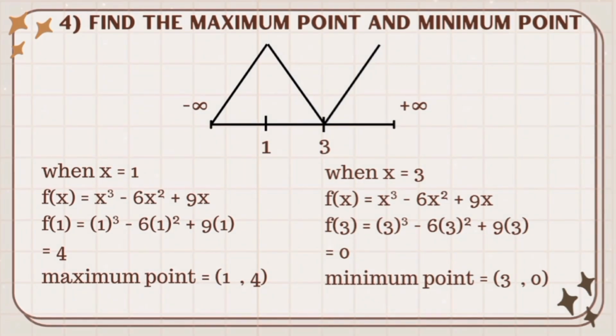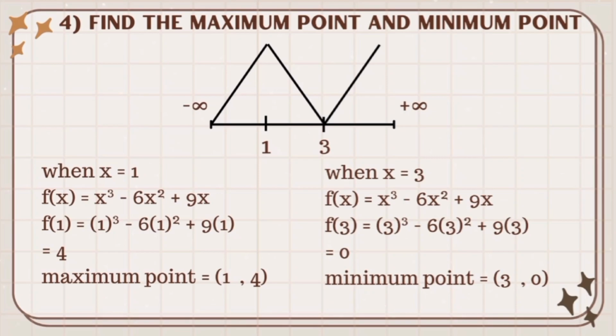Question number 4 is find the maximum point and minimum point. Now we can find the maximum and minimum points. By drawing this, you can see a point located on the mountain. This is the maximum point. As for the other one, you can imagine the point is on the ground. So this is the minimum point.